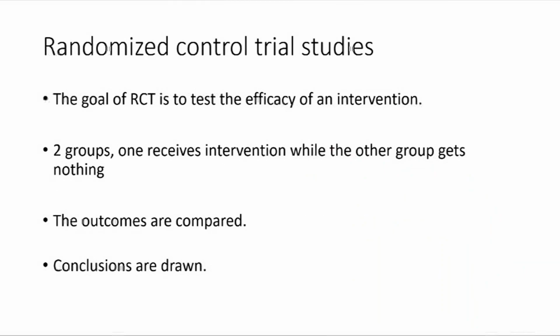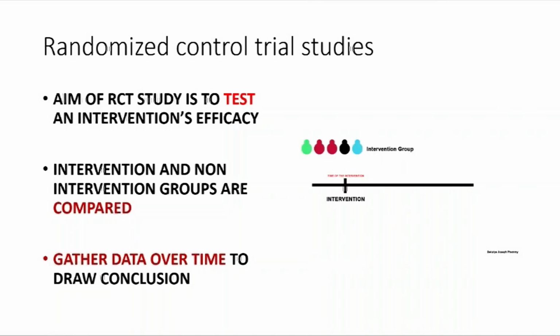Randomized controlled trial studies: the goal of a randomized controlled trial is to provide intervention. So you have your 2 groups. Group A that are randomly selected, and group B also randomly selected, although they have similar characteristics. You provide intervention to A and there is no intervention in B. You follow them over time, you compare their response, and you can draw your inference.